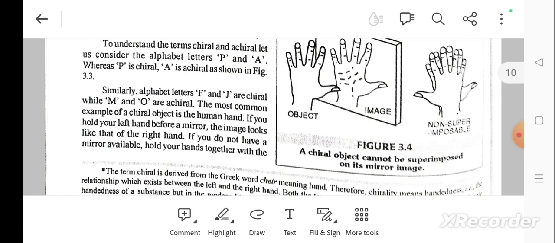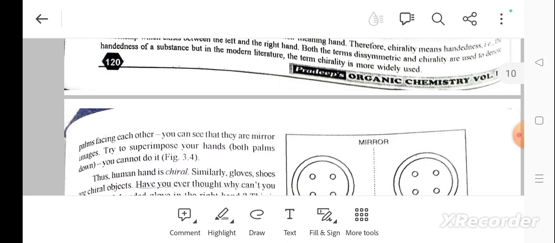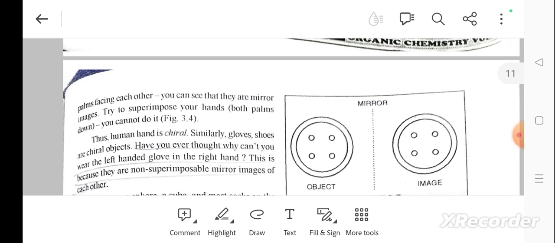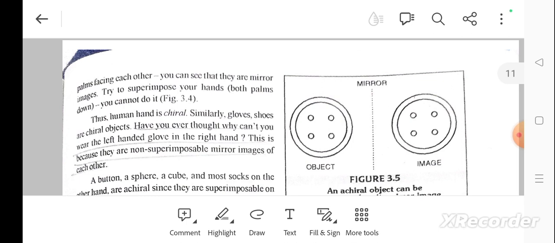Hold your left hand before a mirror. The image looks like that of the right hand. If you do not have a mirror available, hold your hands toward one another, with the palms facing each other. You see that they are mirror images. Try to superimpose your hands, both palms down. You cannot do it. The human hand is chiral, similarly for shoes and gloves.